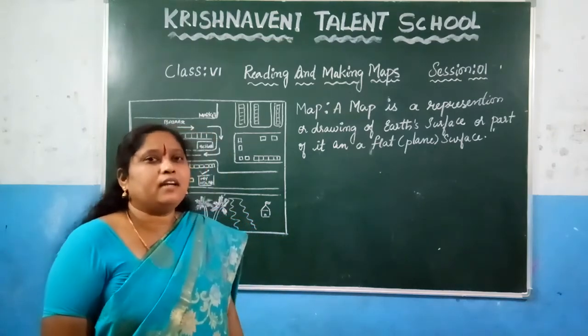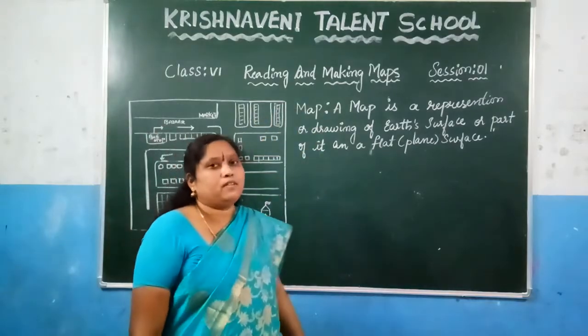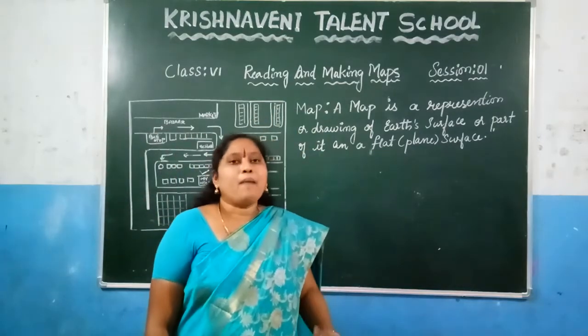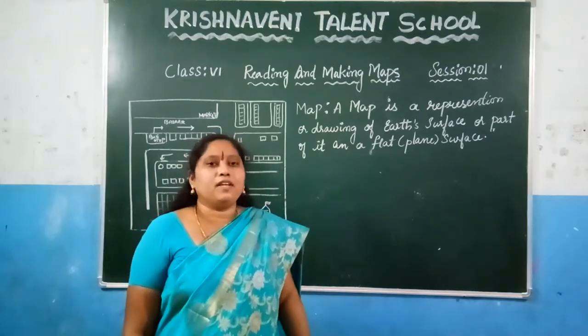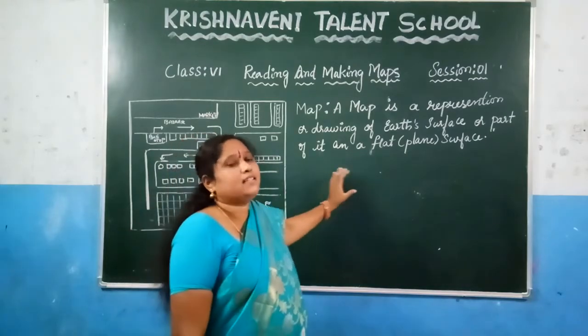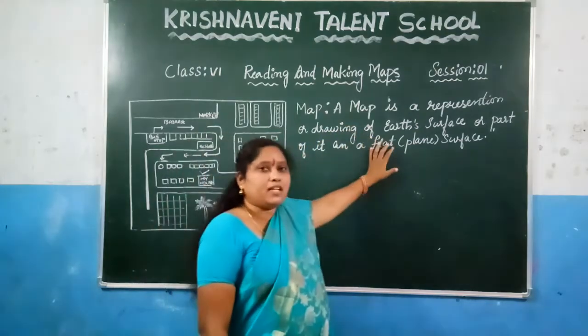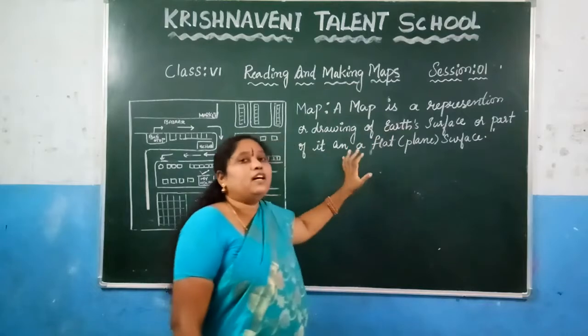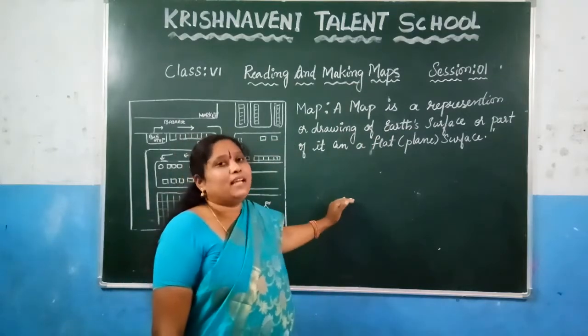In 6th standard, our first lesson is reading and making of maps. What is a map? A map is a representation or drawing of a place or a surface on a flat surface. Now let us see what a map is. A map is a representation or a drawing of Earth's surface or a part of it on a plane surface.